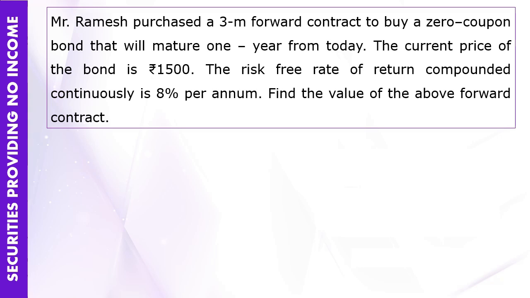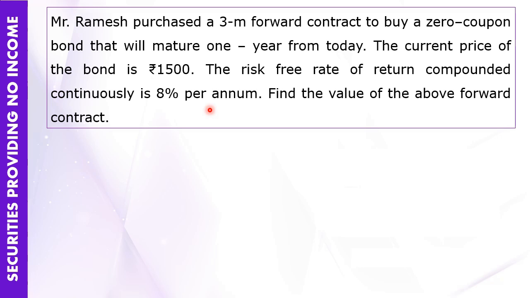Now, we know this is our first scenario. But if a question is given like this, you have to decide which scenario to apply. What you are supposed to do under that situation is first look for the numerical information given in the question. First numerical information: 3-month forward contract. Then they said zero coupon bond, which is just the underlying asset. Then they said it will mature 1 year from today, so you have 1 year again. Then the current price of the bond, rupees 1,500, is the third numerical information. And then you have the risk-free rate of return, which is 8% per annum. So you have 4 numerical pieces of information.